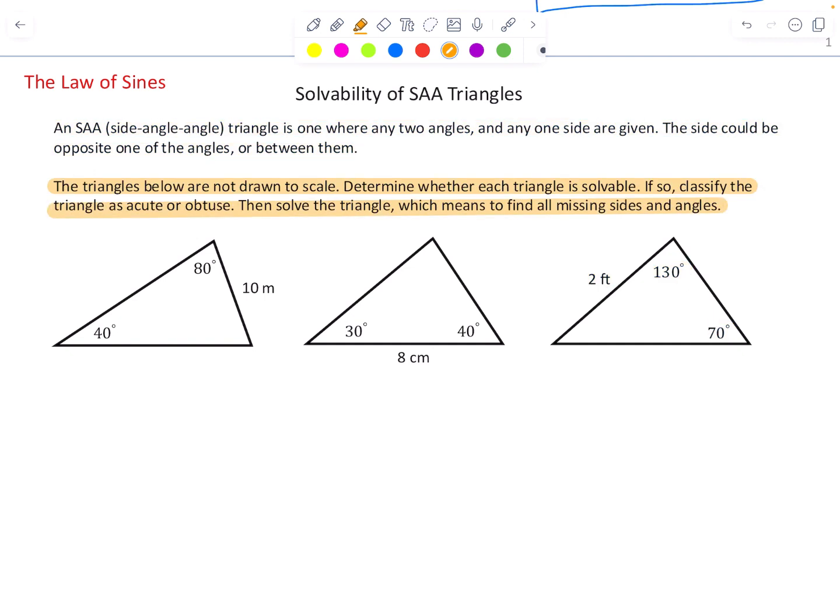We are going to determine whether each triangle is solvable. If so, classify the triangle as acute or obtuse, then solve the triangle, and what we mean by that is find all missing sides and angles.